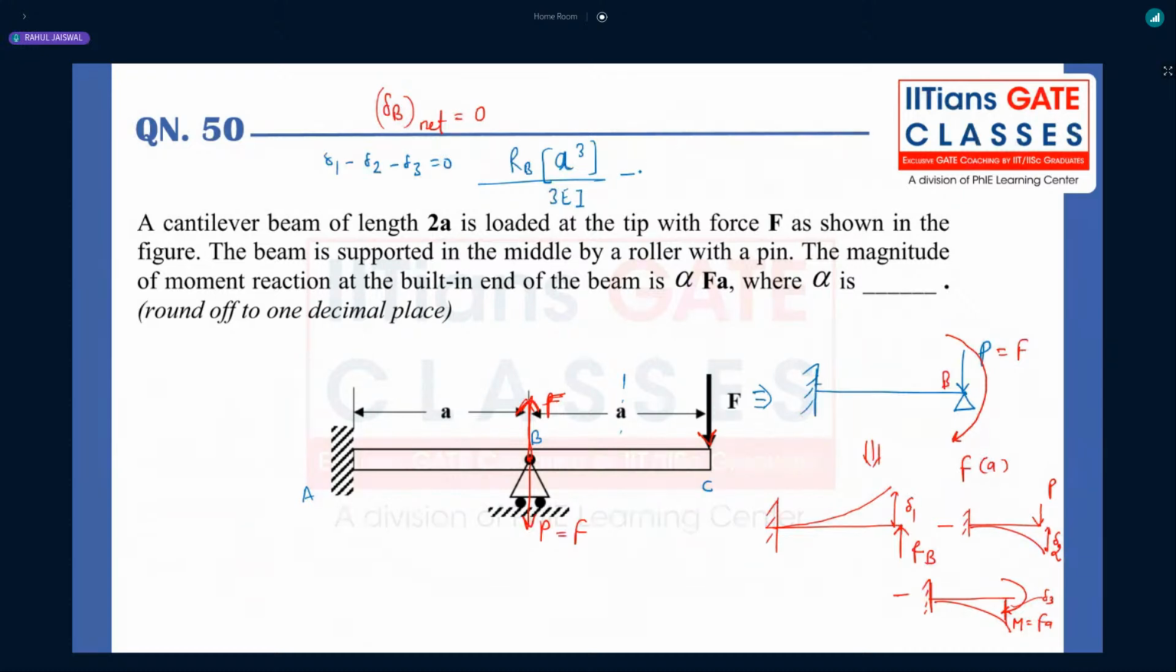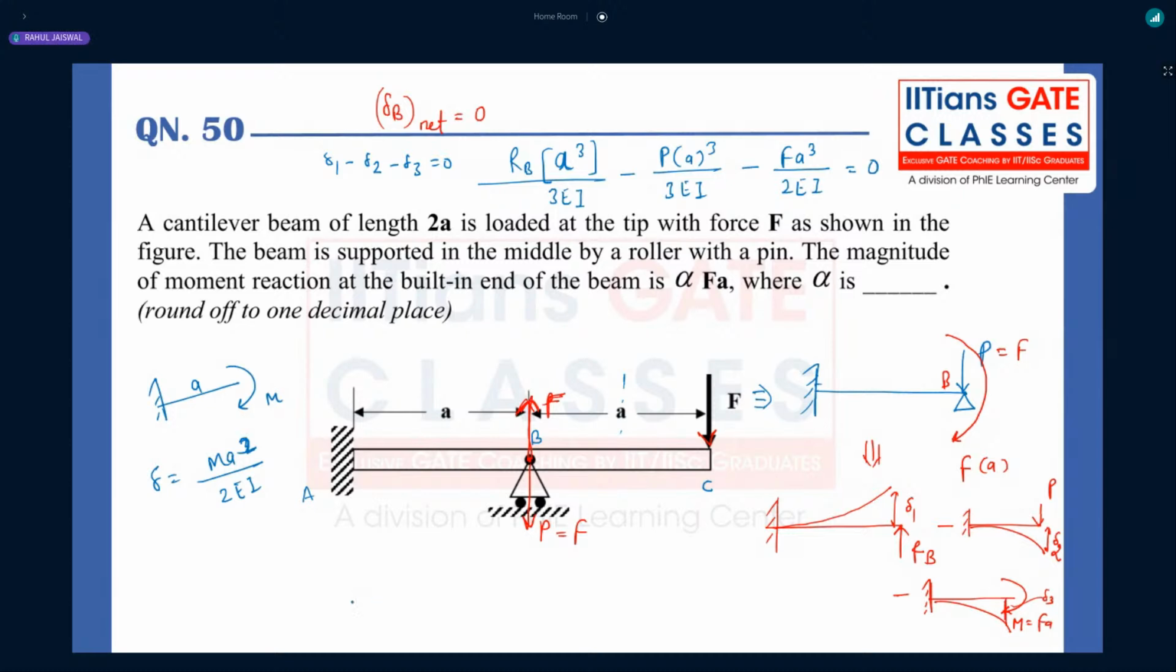Deflection due to point load P will be what? PL cubed by 3EI. And because of the moment, we know that, right? Deflection because of the moment for the cantilever will be what? M L squared divided by what? 2EI, right? So that will be M is what? F into A cube divided by what? 2EI. That will be 0.